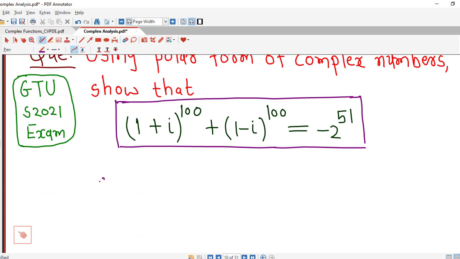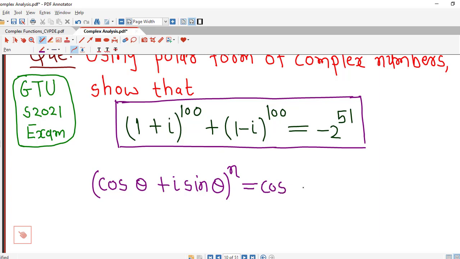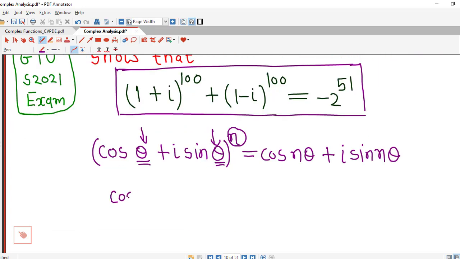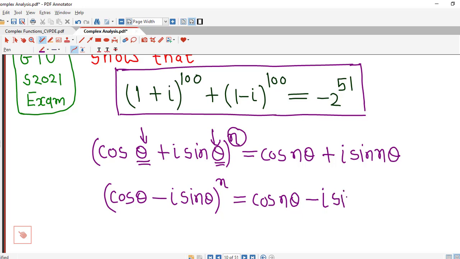What we require for this problem is De Moivre's formula. We recall that De Moivre's formula is: if we have the nth power of (cos theta plus i sin theta), then this becomes cos n theta plus i sin n theta. Simply we are multiplying this power with this angle, and this formula is valid if we have a negative sign here: (cos theta minus i sin theta) raised to n equals cos n theta minus i sin n theta.